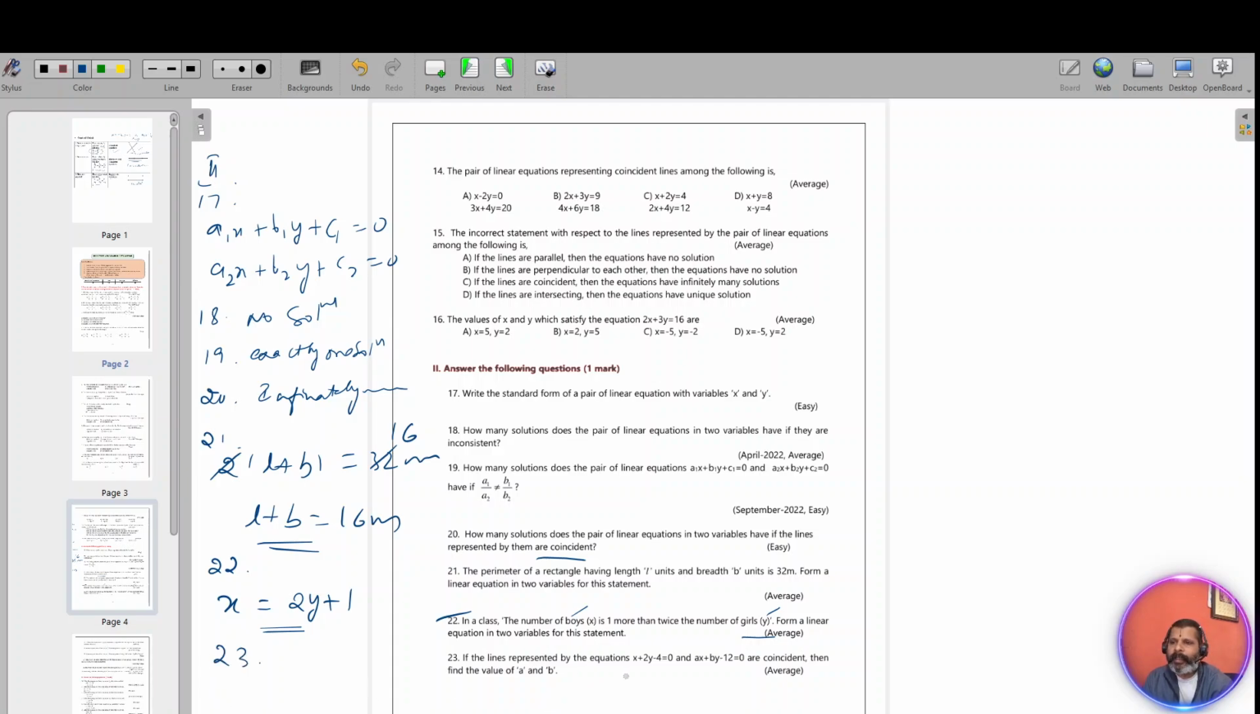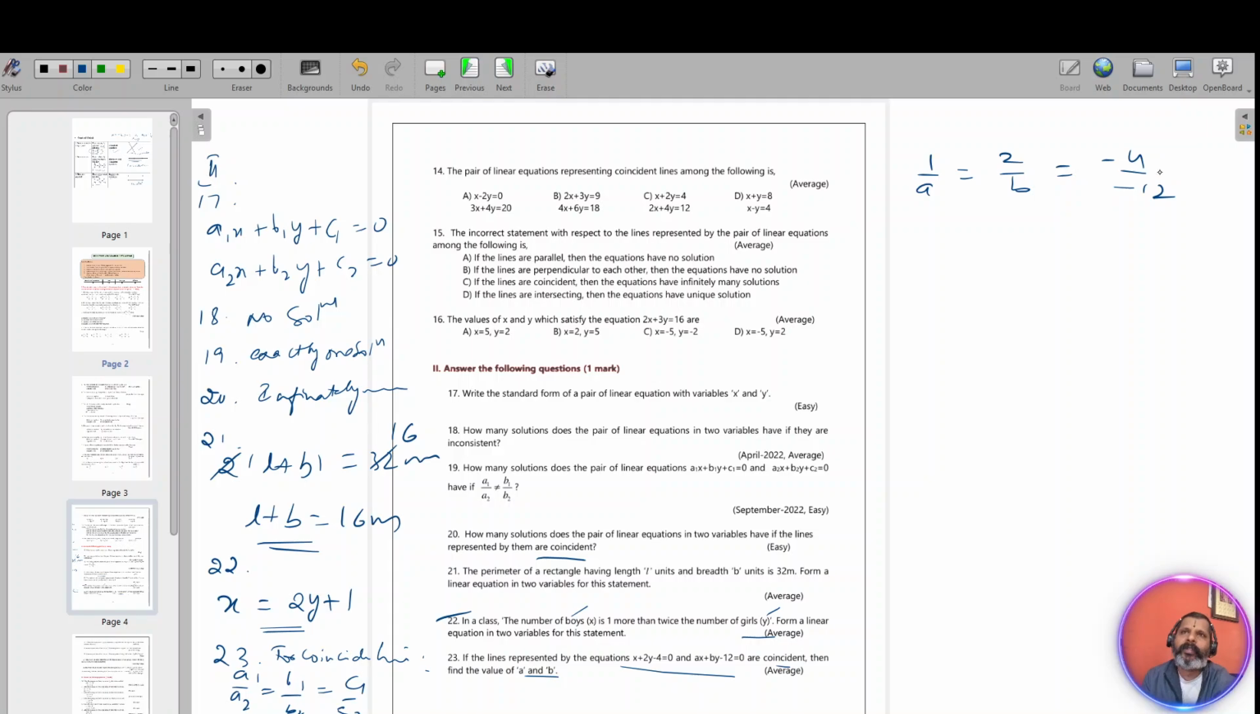23. If the lines given by these two statements are coincident, find A and B. For coincident lines, we know A1 by A2 equal to B1 by B2 equal to C1 by C2. You write that. Then you get the ratios and find the unknowns. A1 by A2 means 1 by A, B1 by B2 means 2 by B, C1 by C2 means minus 4 by minus 12. So equating, don't equate first two. Always equate having one variable and one complete value, that is first and third.